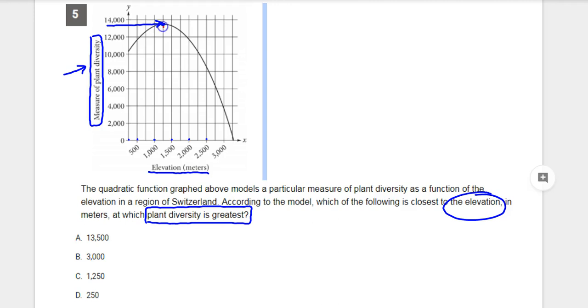For the elevation, we need to go down here to the bottom, and right there, it's right between 1,000 and 1,500. So I know that 1,250 is between those two. So the correct answer here is C.